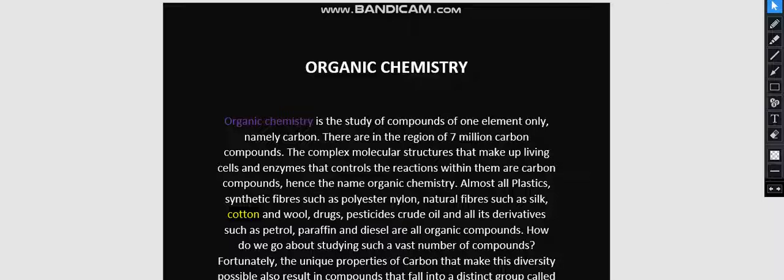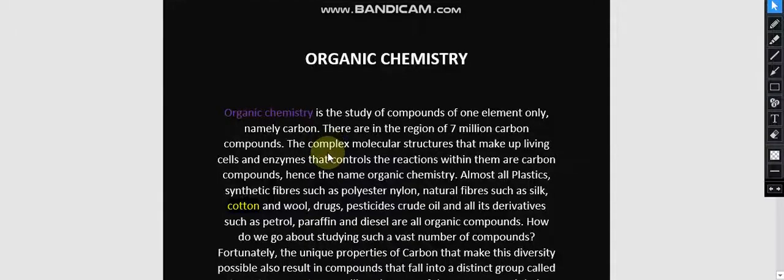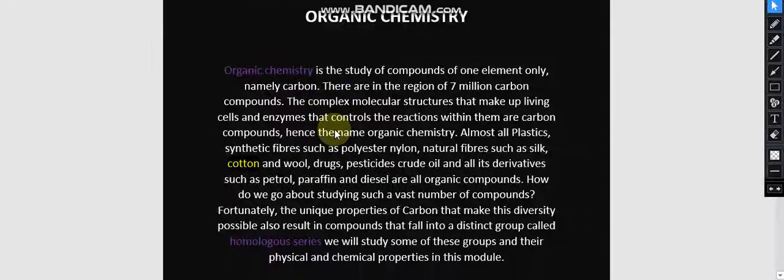Okay, let's get straight into it. So organic chemistry is the study of compounds of one element only, namely carbon, right? So in organic chemistry, we are looking only at the carbon atom.